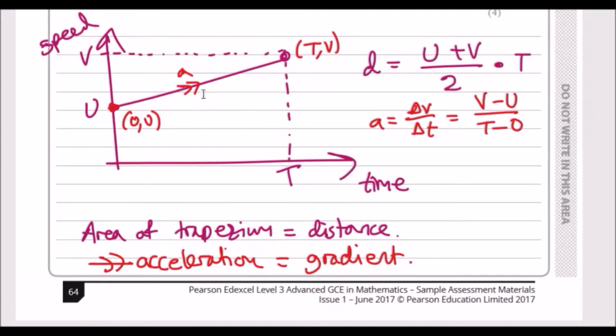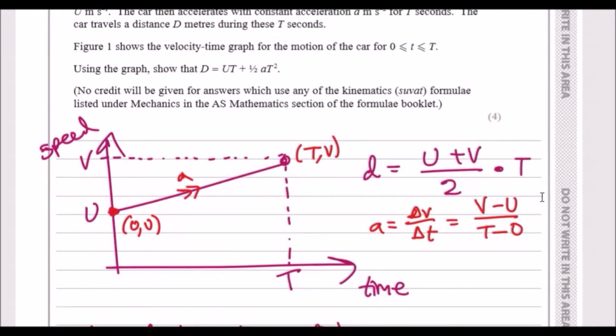Our second equation involves acceleration. Notice how we can calculate acceleration by considering this as a gradient of a line. If you can work out the gradient from (0, u) to (t, v), then that's it. You pretty much solved it. You pretty much got the 2 components, plug them together, and you've literally proved this equation.